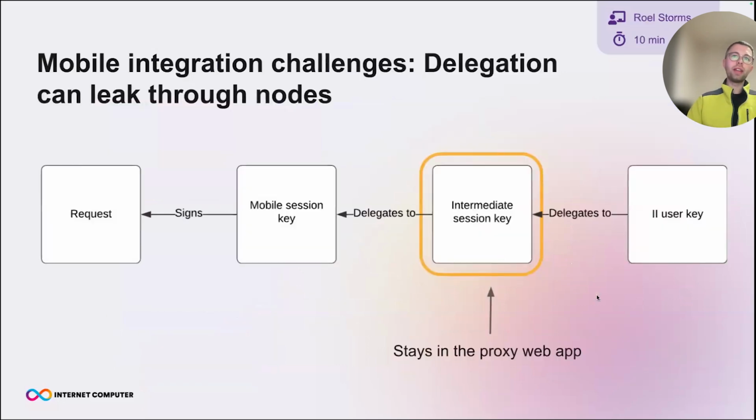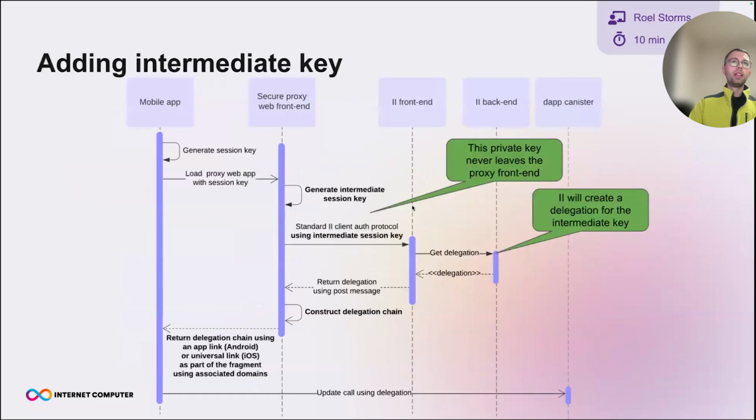How can this be solved? This is the same diagram as we've seen on the second or the third slide, but now we introduce an intermediate key. And this intermediate key pair is only known by the proxy web application, and without it, this entire delegation chain from the II user key to the session key on the mobile device is not usable. Let's see how this actually solves things.